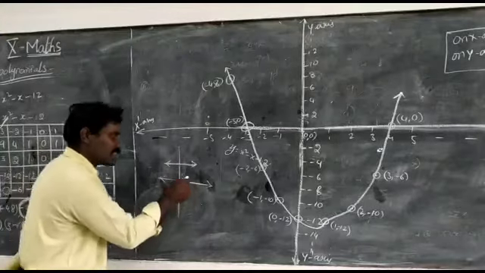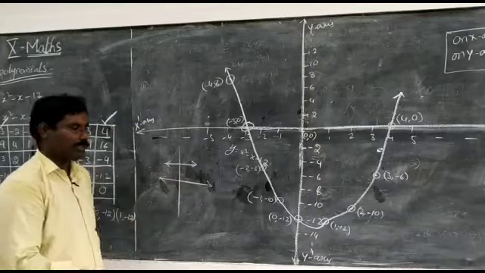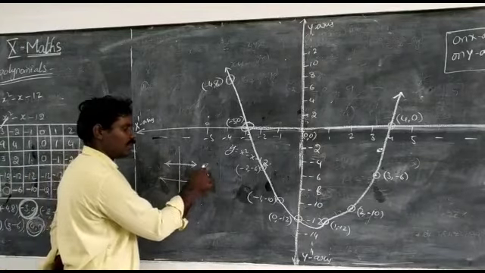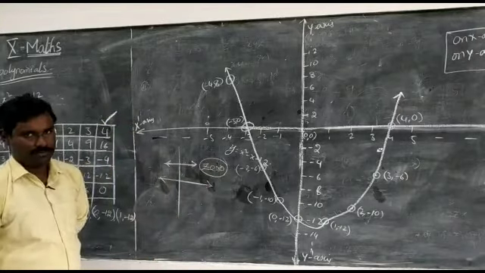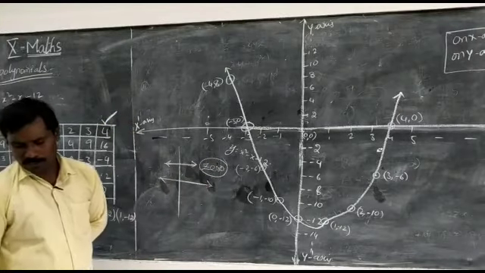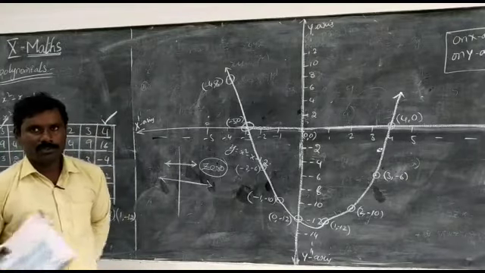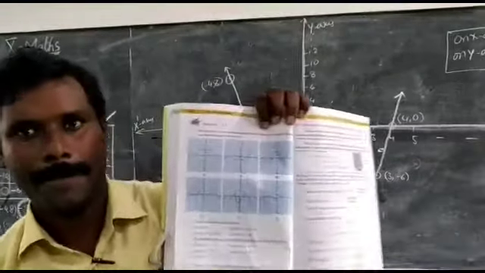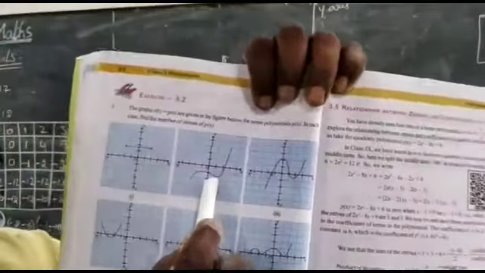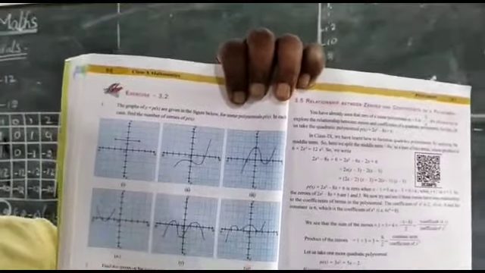If it touches the x-axis one time, we have 1 zero. But it does not touch. Now there is no zero. Zero number of zeros we have. Now in the second figure, if you have observed, only 1 zero. See here, only one time it touches. Now it has only 1 zero.